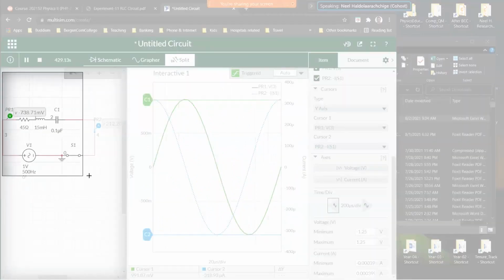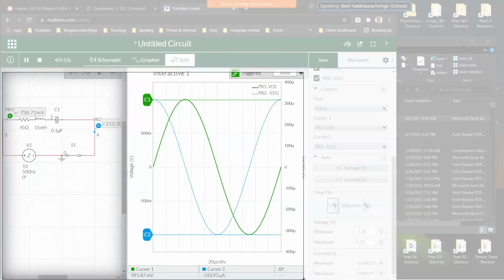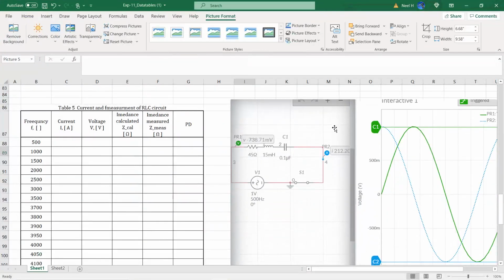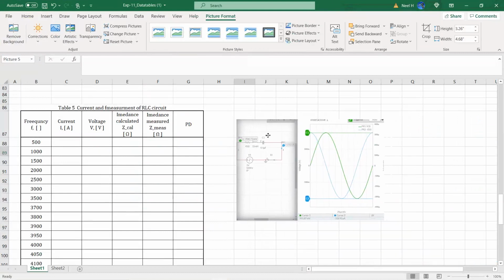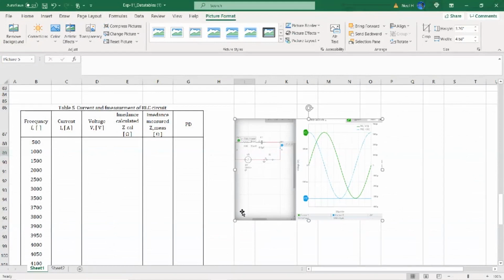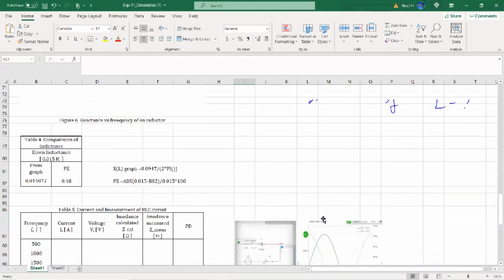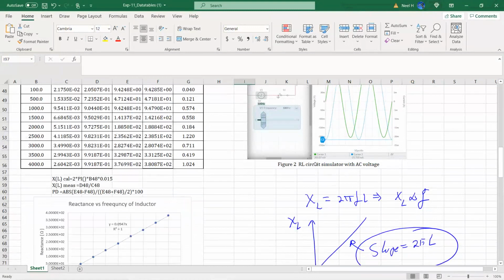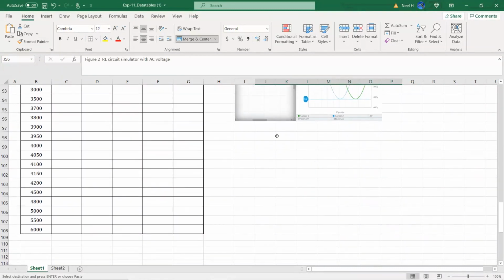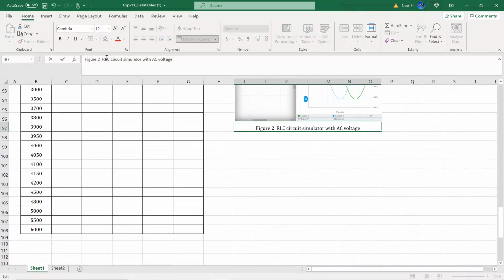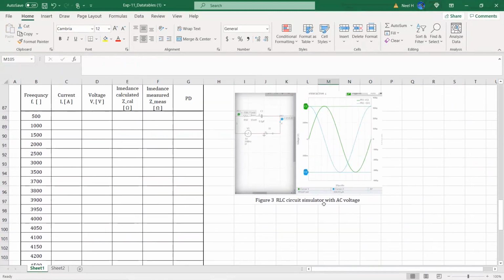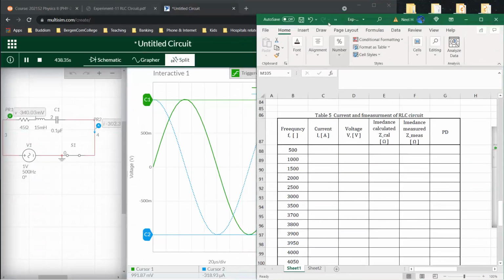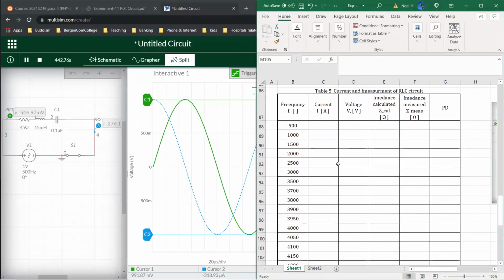All right, so we would like to have our circuit and the graphs. And this should actually be figure 3. Remember, we're naming those according to the general way of where these are usually put. So this should be figure number 3. This is the RLC circuit, okay? Then we'll continue to our table number 5. Any question?